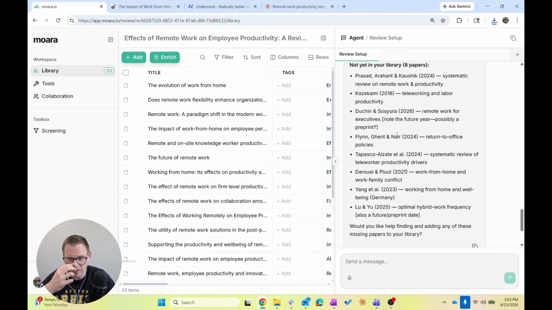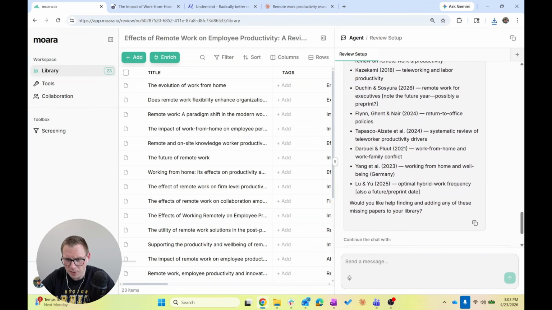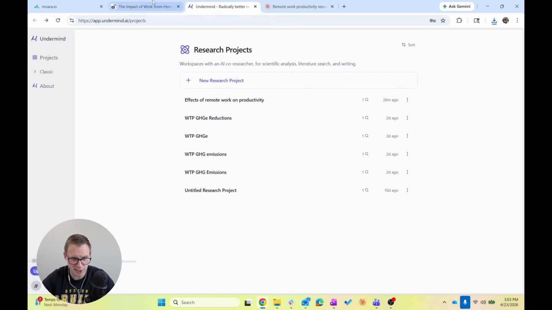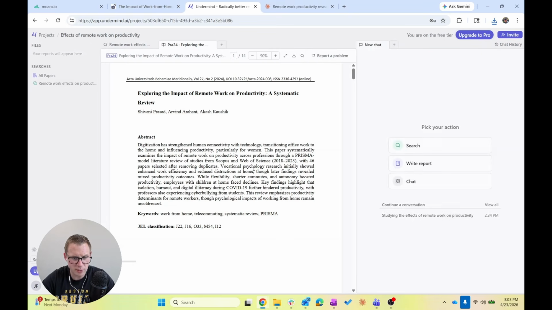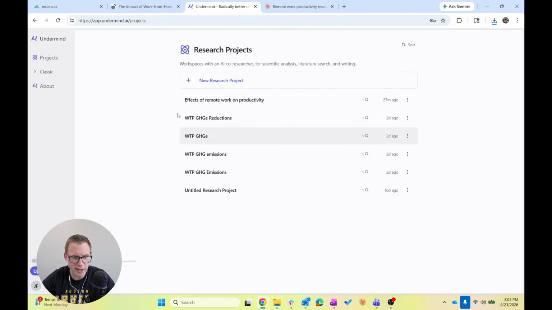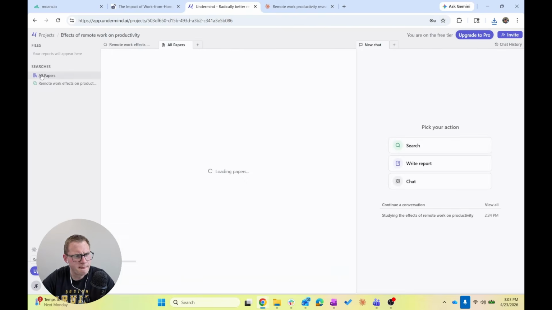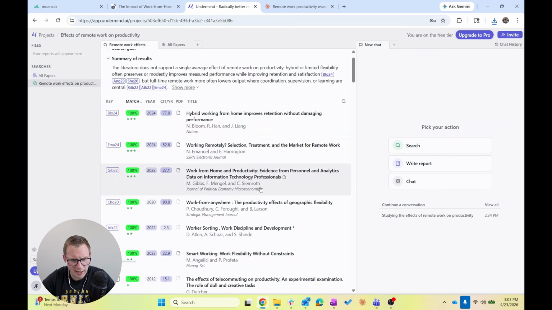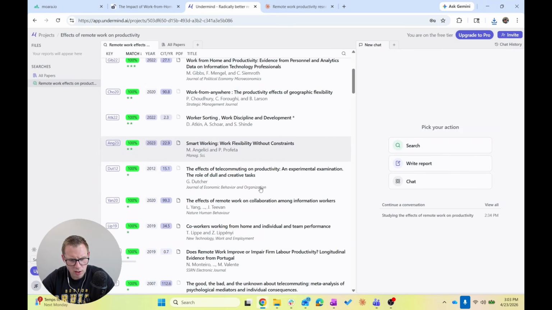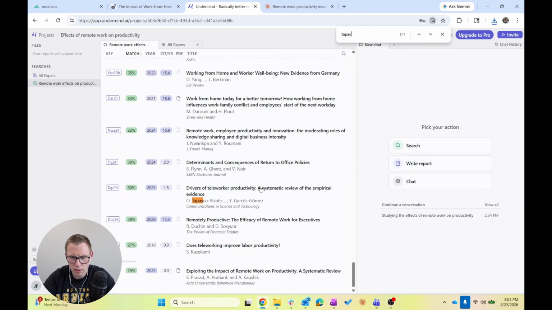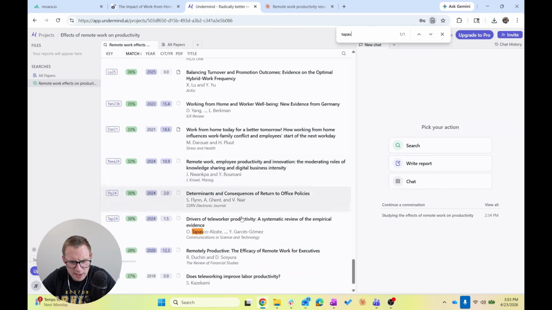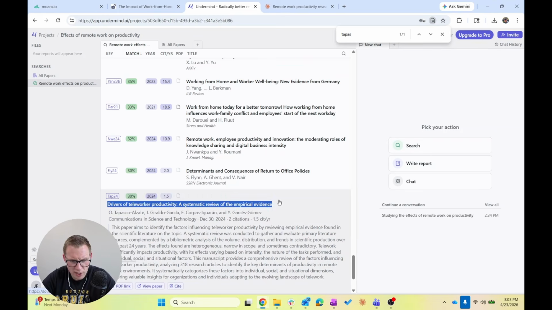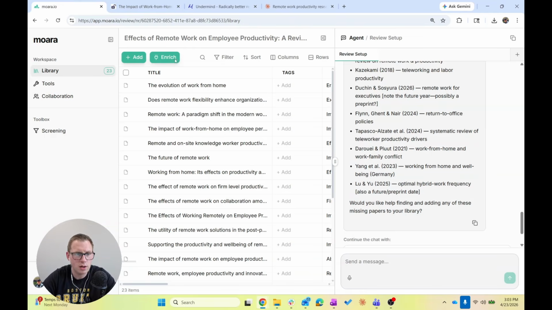Remote work for executives, no, probably not. I think this one looks very interesting. Let's go back to our files. All papers, and it looks like that one was right here. Drivers of telework. So that's interesting that this actually showed up. Telework productivity. Nonetheless, what I'm going to do is go ahead and just grab that title.